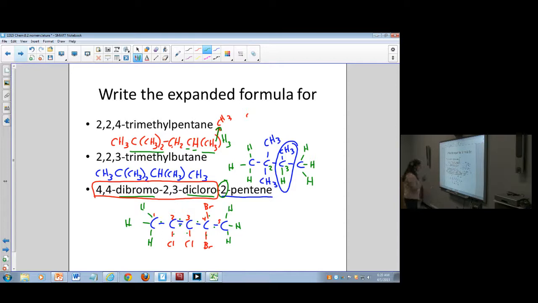All right, so notice what we did. We start with the root, then we do the suffix, and finally we put on what belongs in the prefixes, and then after that you put in the hydrogens you need to make sure all carbons have an octet.